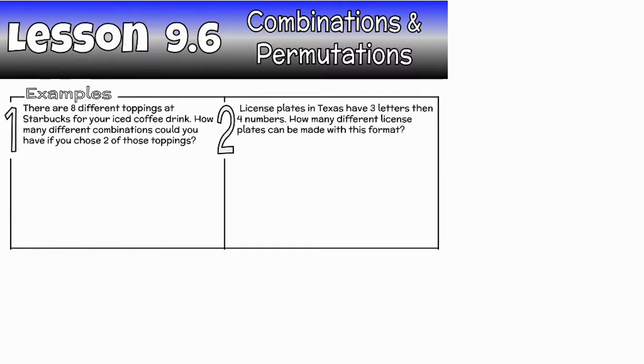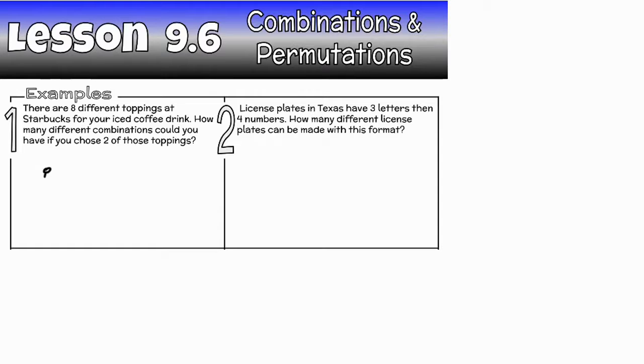So this is very typical. There are 8 different toppings at Starbucks for your iced coffee drink. How many different combinations could you have if you chose 2 of those toppings? So maybe you get 2 free toppings because you get all the bonus stars. That's what happens for me. So you have 8 different toppings. It doesn't matter the order of the toppings, if they put cinnamon on there first and then the little chocolate swirls or whatever it is. So this is going to be combinations.